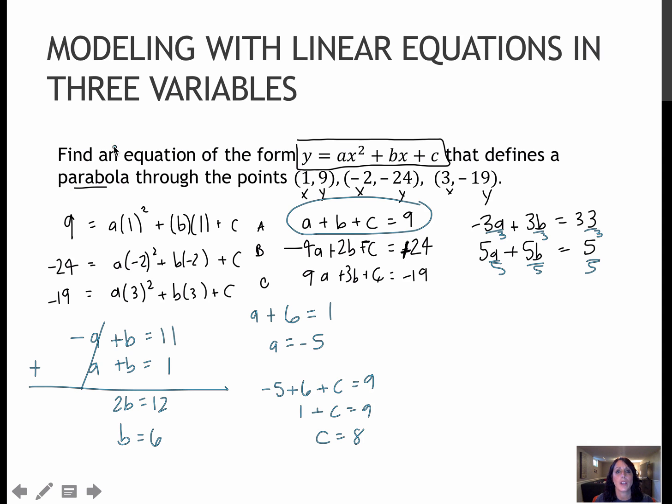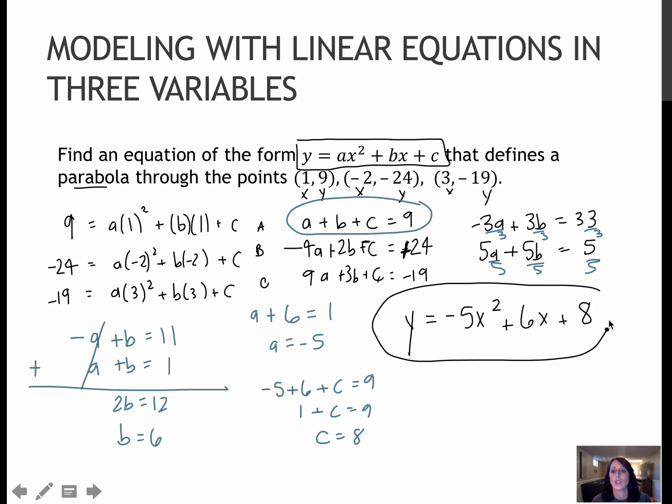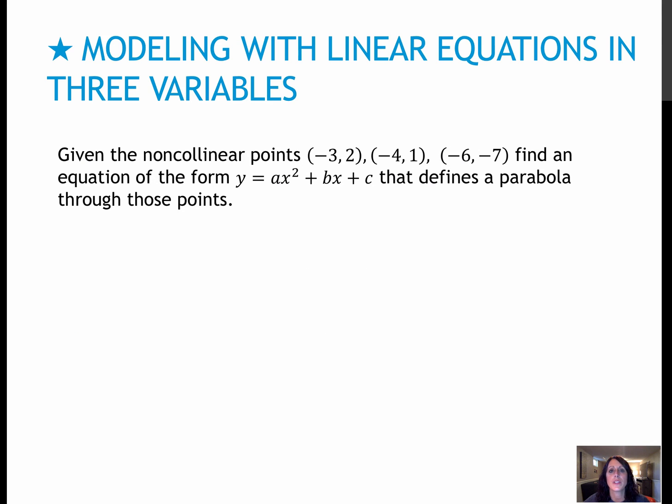So what is the equation? The equation is in this form using the a, b, and c values. So my equation is going to be y equals negative 5x squared, and then plus bx, so plus 6x, and then plus c, which is plus 8. So this is the equation of the parabola that goes through the three given points. Follow the same process for this question and then press play to check your work.